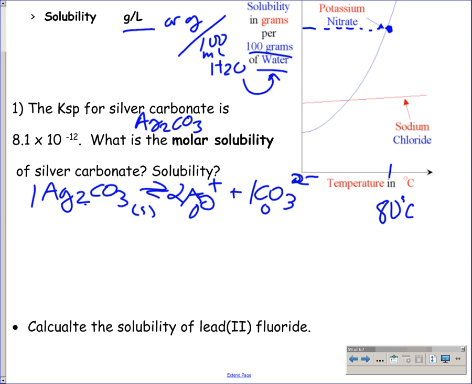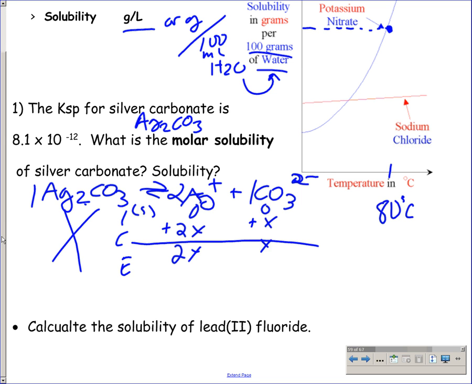Those are your products. How many Ags are you going to form? 2, so I'm going to call that plus 2x. How many CO3s are you going to form? 1x. So this is 2x and x. Instead of writing out the ICE, the solid is irrelevant, so I just go straight to E. We can say that's going to form 2x, that's going to form 1x, to make your questions a bit shorter. So these are the equilibrium conditions for the silver and the carbonate.